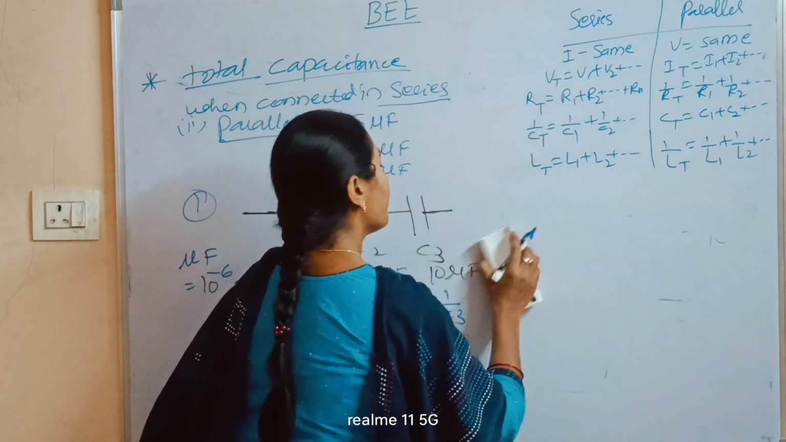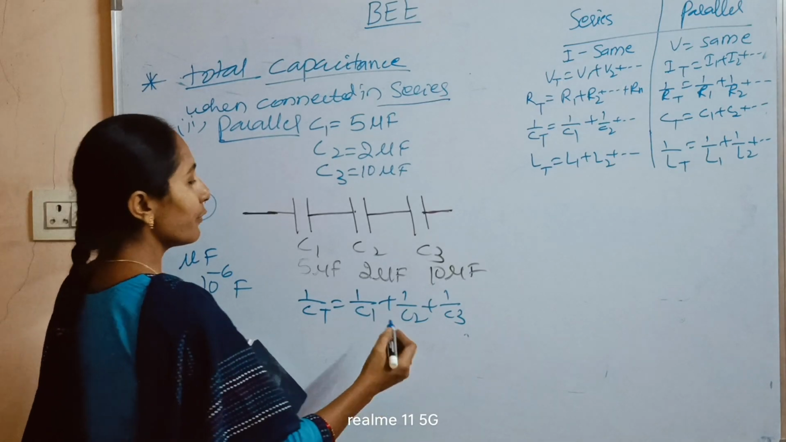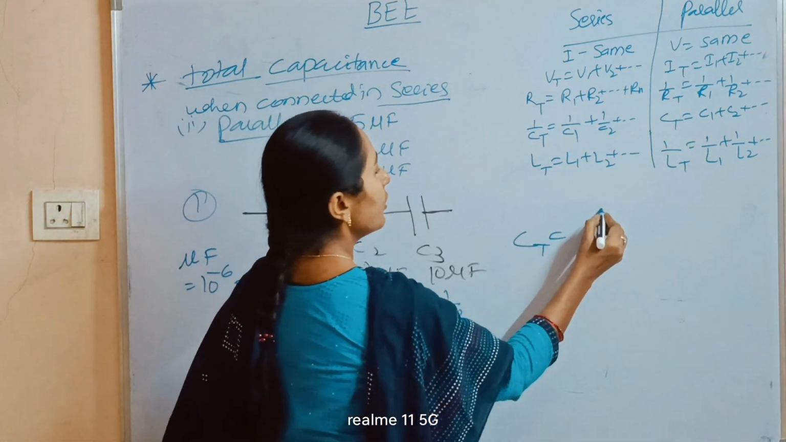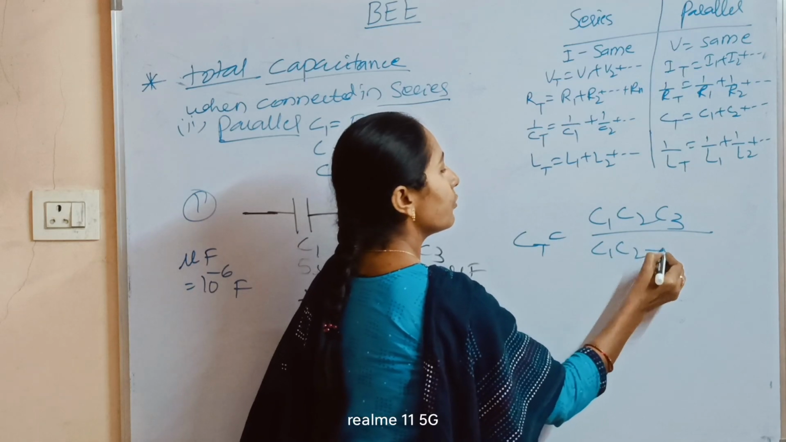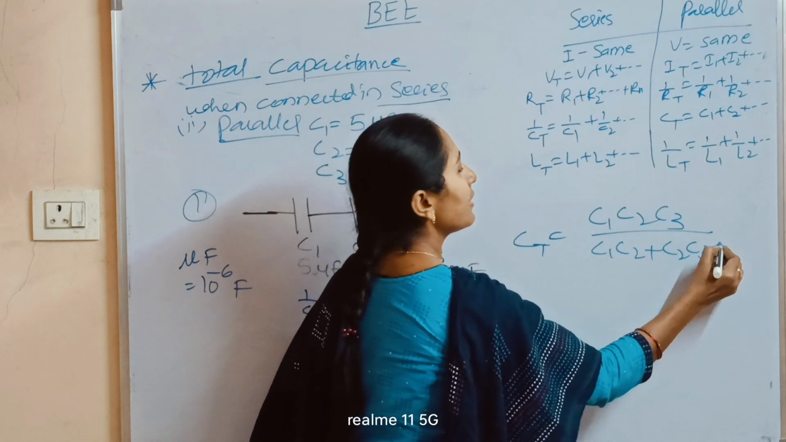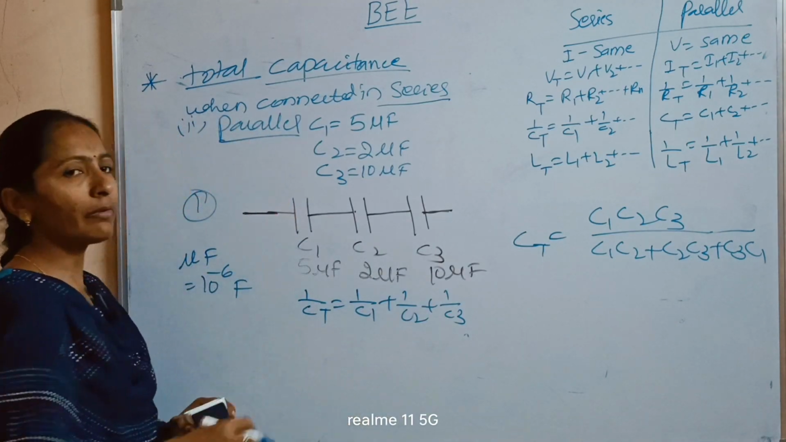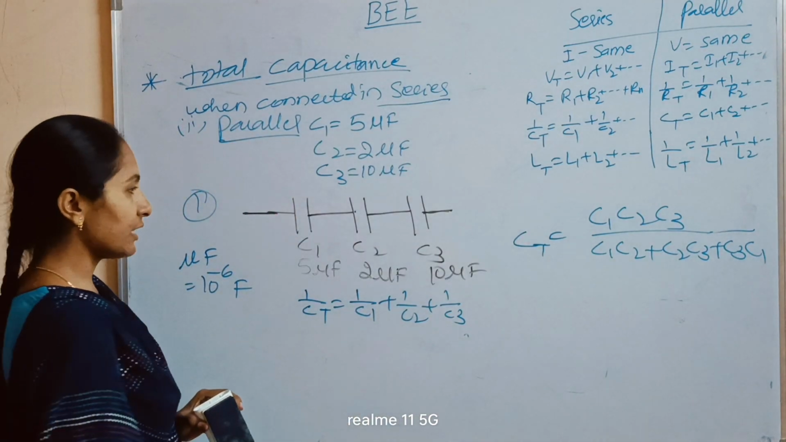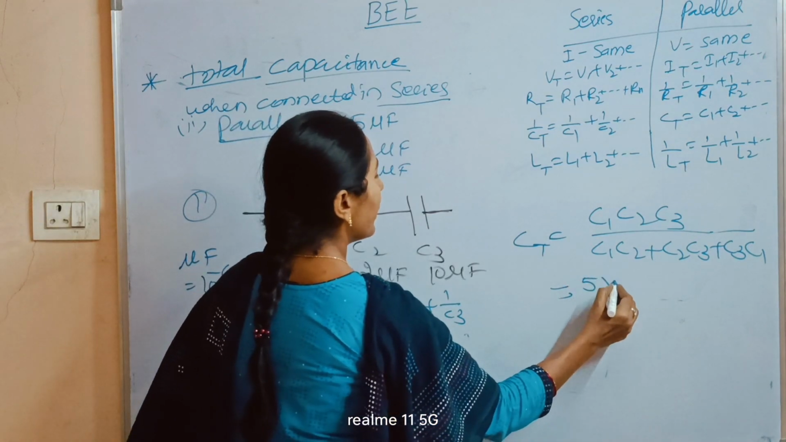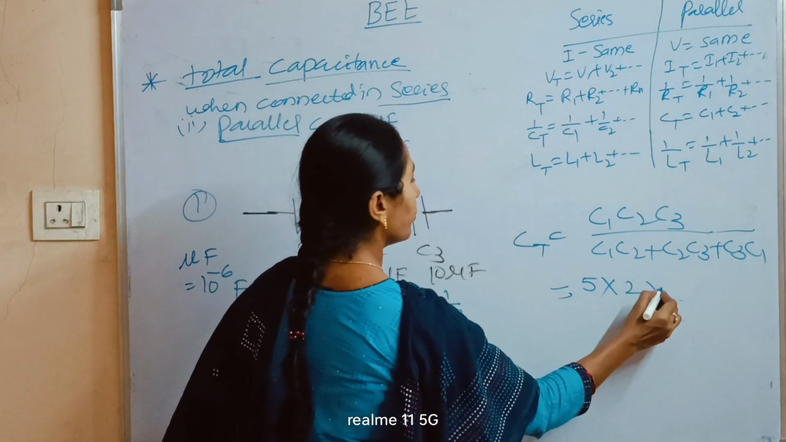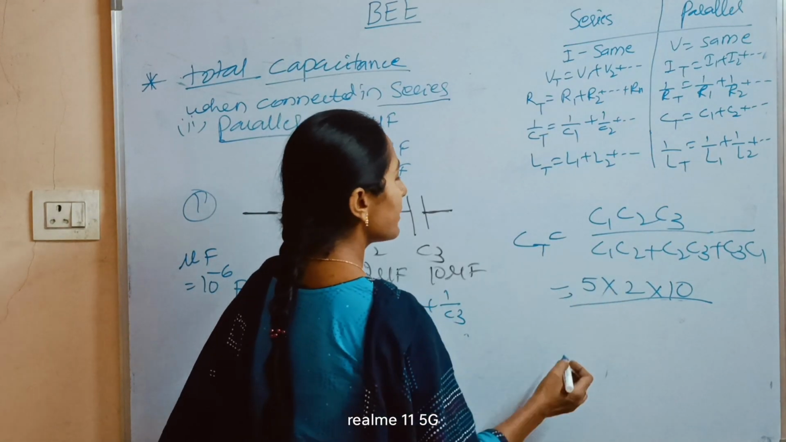So, if three capacitors are connected in series, the formula for C total is C1 C2 C3 divided by C1 C2 plus C2 C3 plus C3 C1. This gives the direct formula for total capacitance. See, C1 is 5, C2 is 2, and C3 is 10.